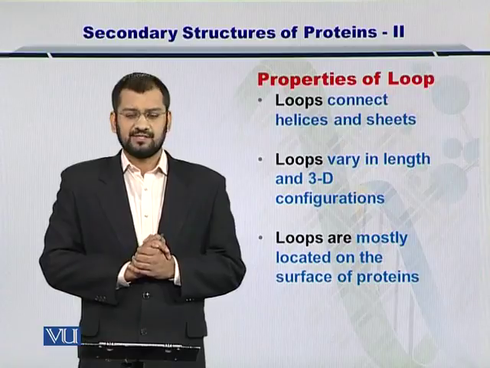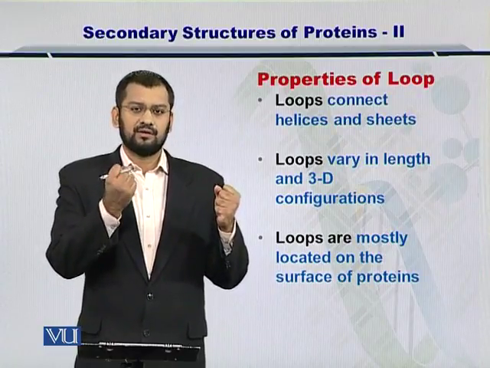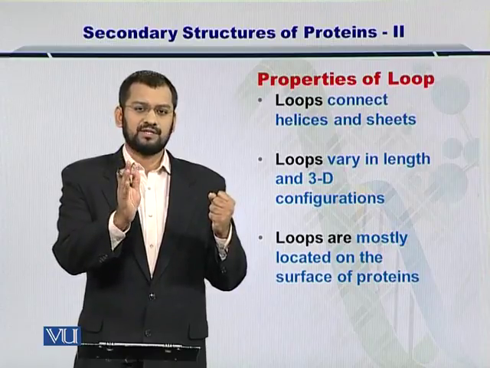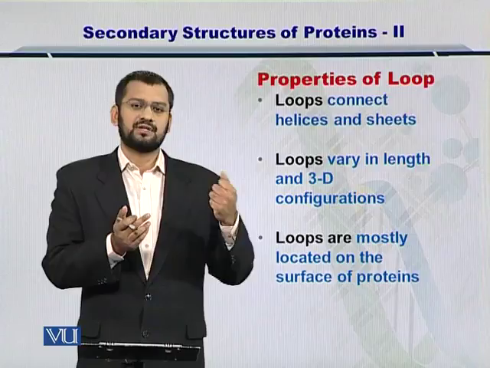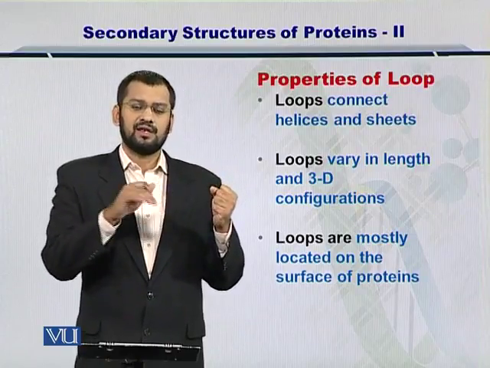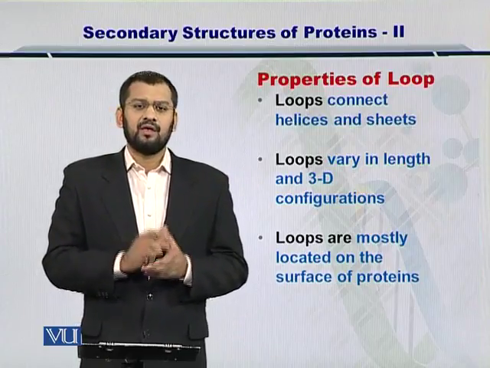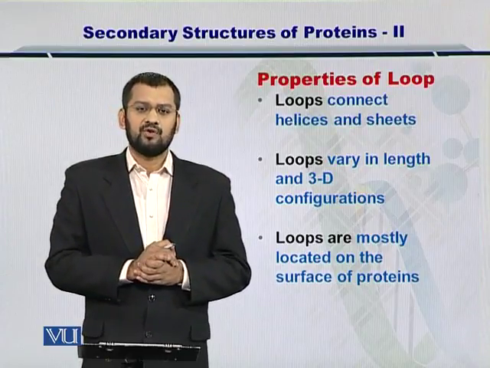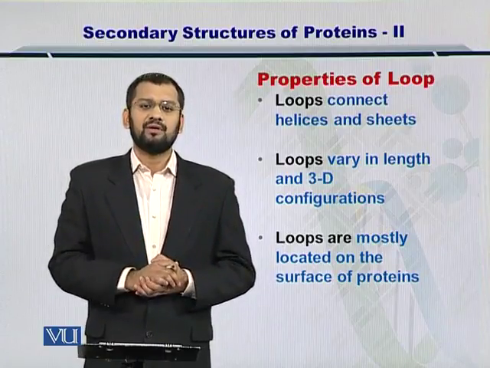As I just mentioned, the loops are simply holding one end of a beta sheet and another end of another secondary structure, for instance an alpha helix, and they connect them into one big structure. So this property of the loop is very useful in bringing together the overall assembly of the protein.